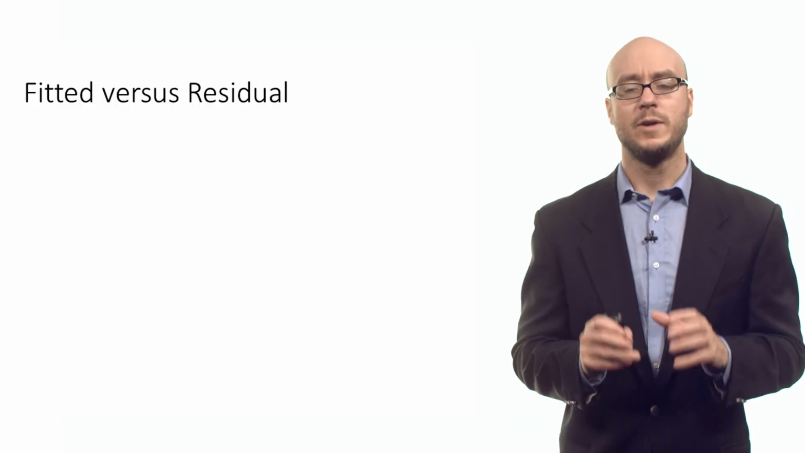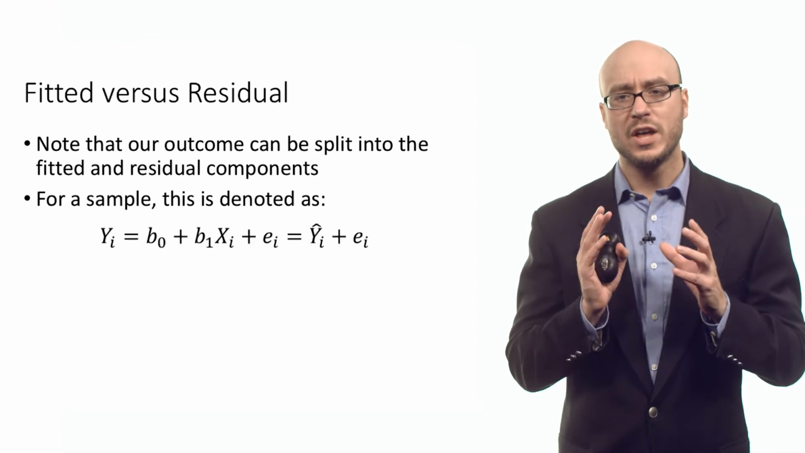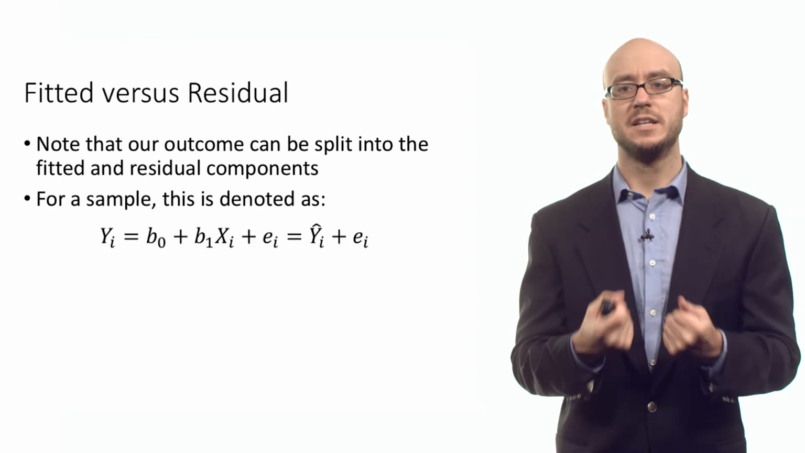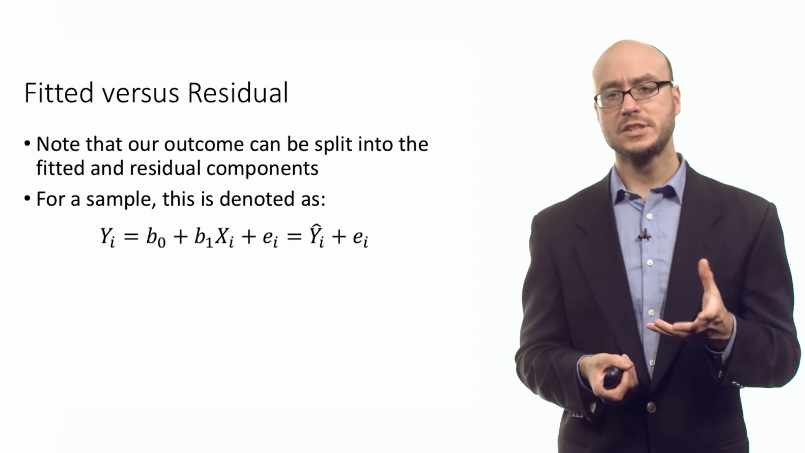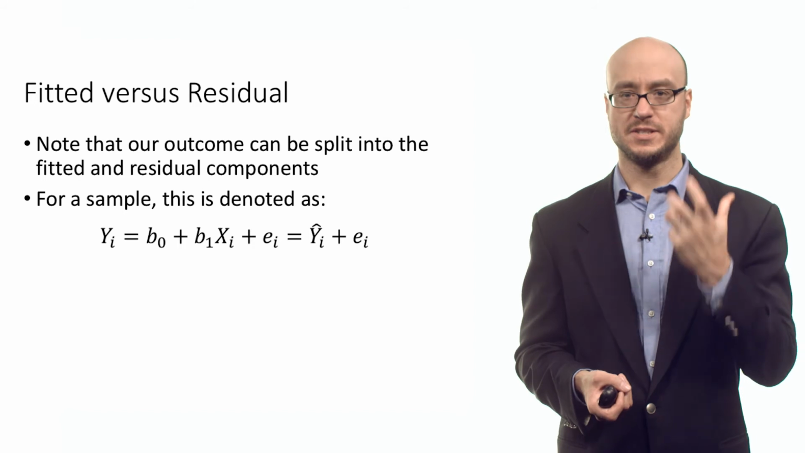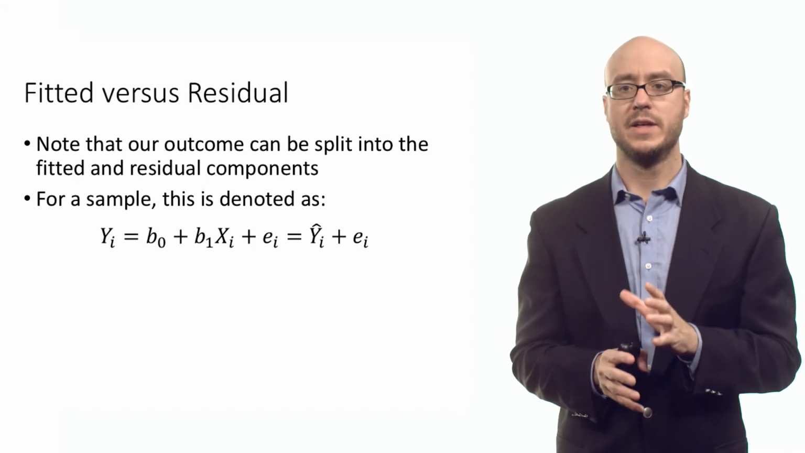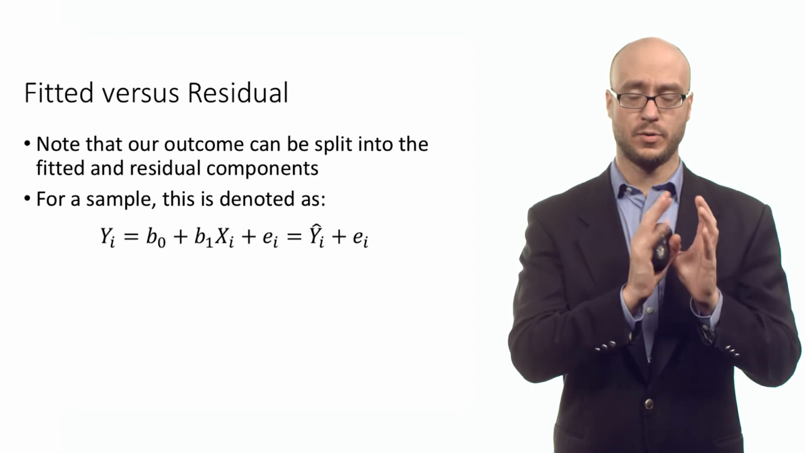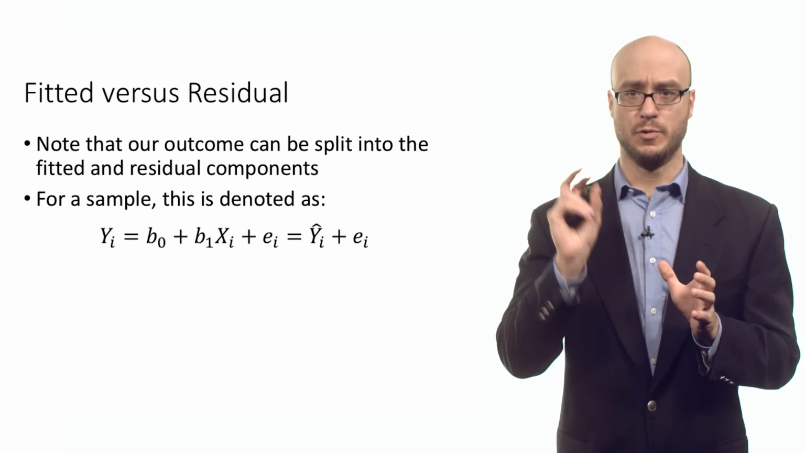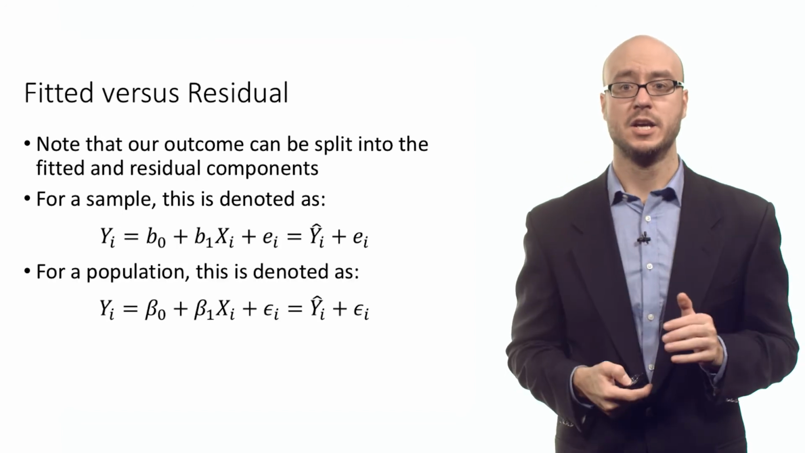So here we have this idea of fitted versus residual values. You can think of our outcome as being split into these two components. For a sample of data, we have our raw value of our outcome, which is the full value of the temperature. You have the part of the outcome that's based on the fitted or predicted value, and then you have what's left over, the residual error.